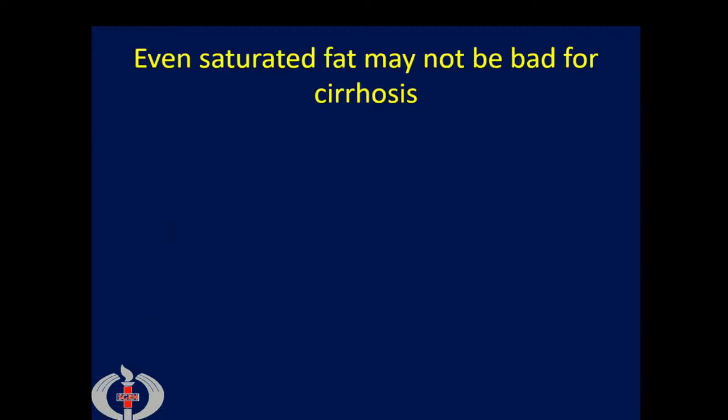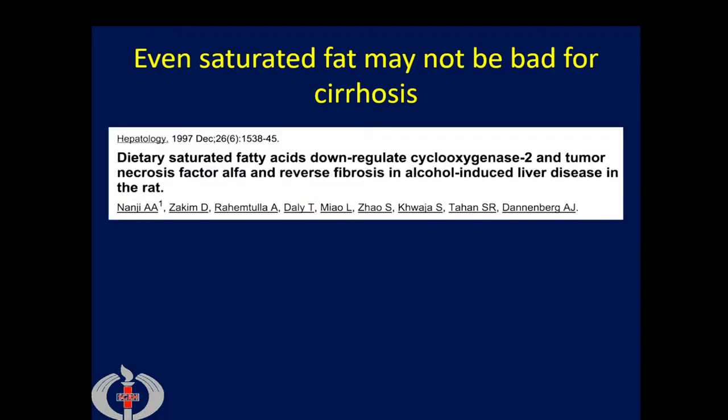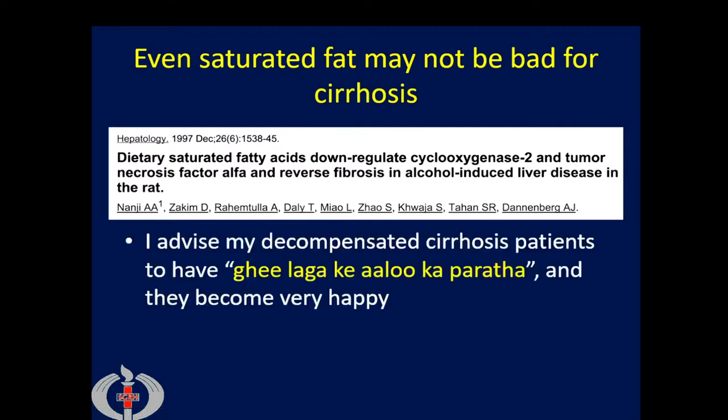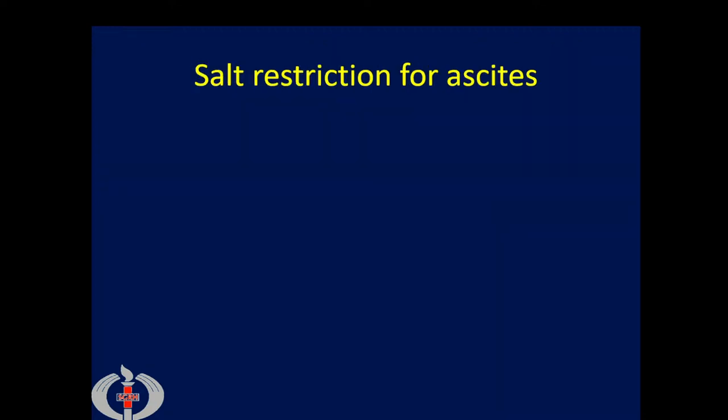And even saturated fat may not be bad for patients with cirrhosis. There has been some evidence that dietary saturated fatty acid downregulates the cyclooxygenase and tumor necrosis factors in patients with alcohol-associated liver disease. So I usually advise my decompensated cirrhotic patients to have ghee laga ke they can have aloo ka paratha, and they become very happy because saturated fat is not restricted. It is more deleterious for patients who are having cardiovascular disease, but patients with decompensated cirrhosis actually need saturated fat.